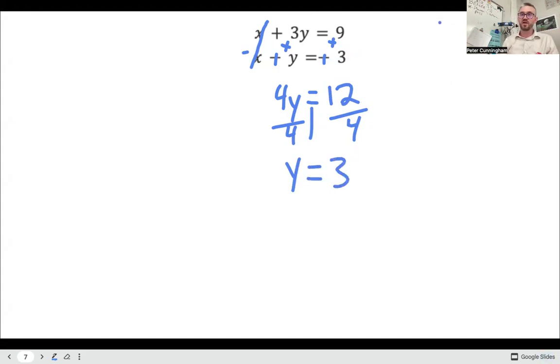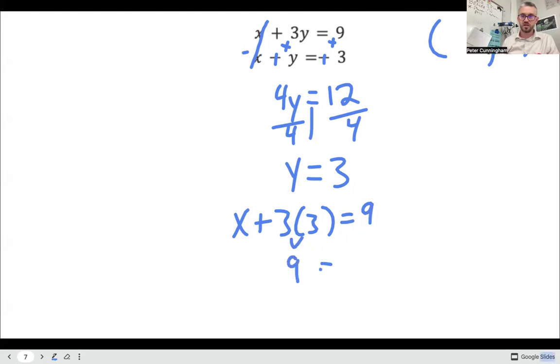So I have my y value. Okay. X plus 3 times 3 equals 9. Well, I know that 3 times 3 already is 9. 9 equals 9. Oh no, there is no x. Kind of. X is just equal to, take 9 away from both sides, drum roll please, 0. And that is okay.